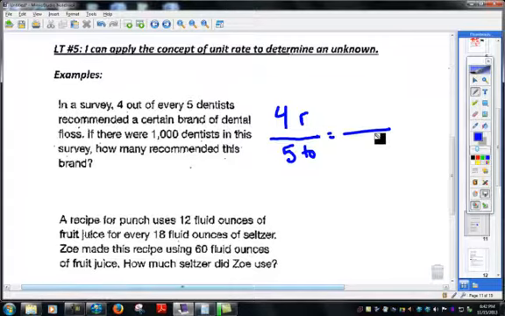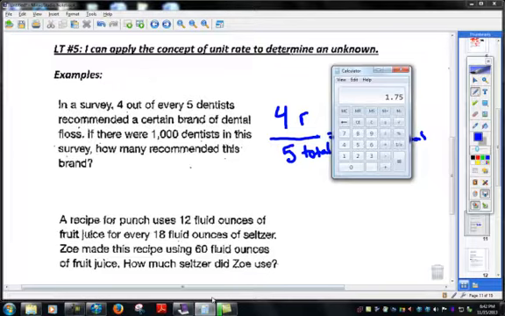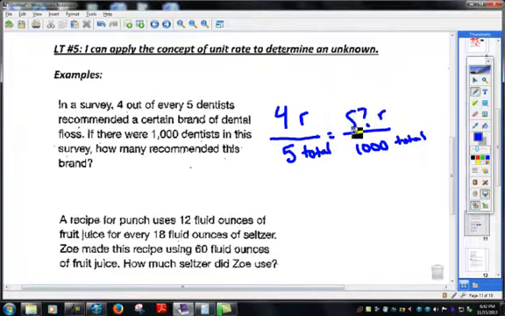We're trying to figure this out because we don't know how many were recommended, but we do know we're talking about a sample size of 1,000 dentists. I'll make that the total because we want to keep our labels the same, but you could have made it dentists too. Then we can just cross multiply and divide. 4 times 1,000 is 4,000. 4,000 divided by 5 gives us 800. So 800 of them would recommend out of 1,000.